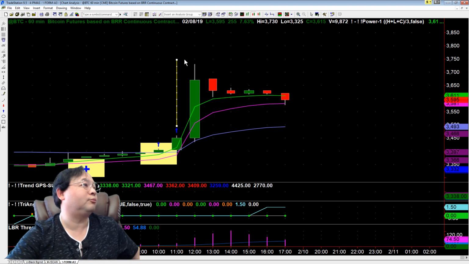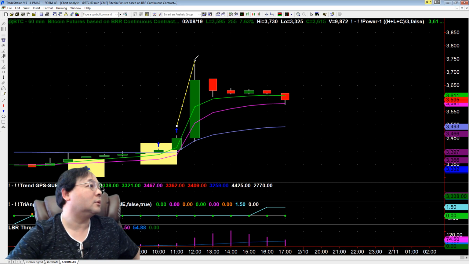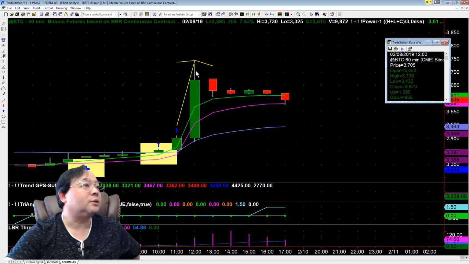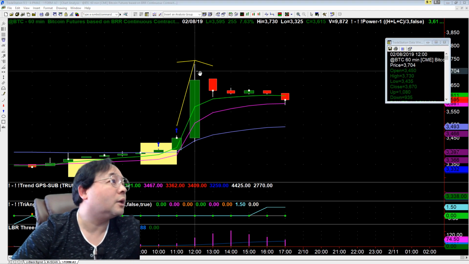I mean, pretty much a vertical rise. Look how much it went up. Let's see. I don't even know, because honestly, it's the first time I'm looking at Bitcoin. So let's see how much it went up. Frankly, I'm just as surprised as you guys are. So let's see, what's the high over here? That's 37.30, on this bar.